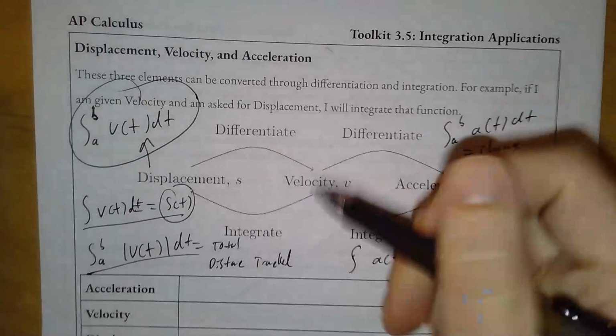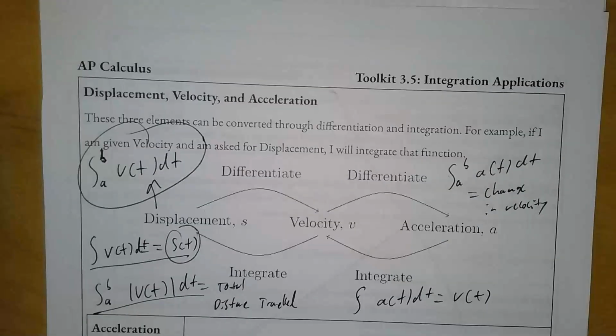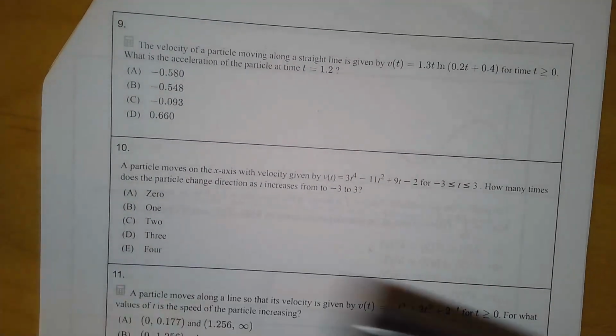This is a gimme because you will know this little chart here, and you know which direction to go in based on what you're given. Right now, I was given velocity and I need acceleration, so I just need to take the derivative. Acceleration is the rate of change of velocity. How is the velocity changing? That's the acceleration. So let's do it.